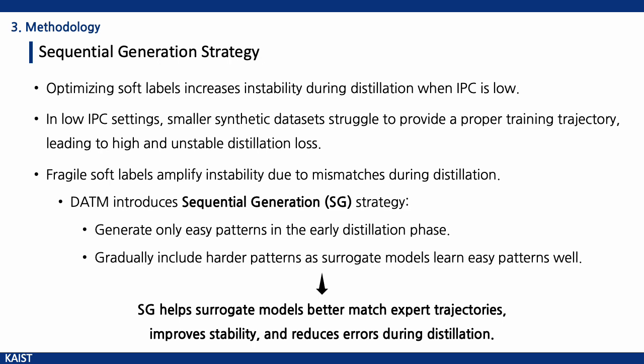To resolve these issues, DATM implements the sequential generation strategy. In the early distillation phase, only easy patterns are generated. As the surrogate models learn these easy patterns well, harder patterns are gradually included. This approach helps surrogate models better match expert trajectories, significantly improving stability and reducing errors during the distillation process.